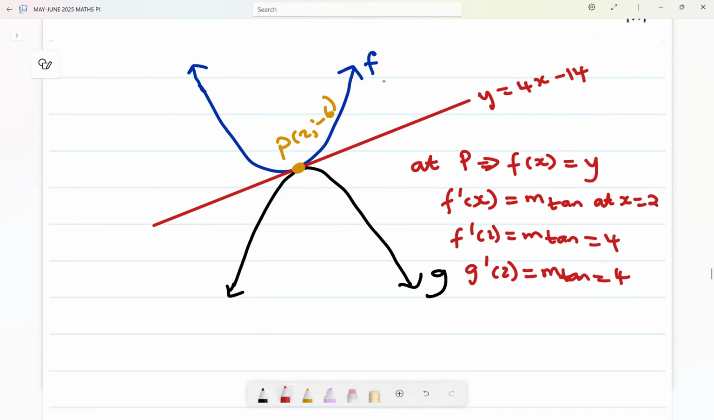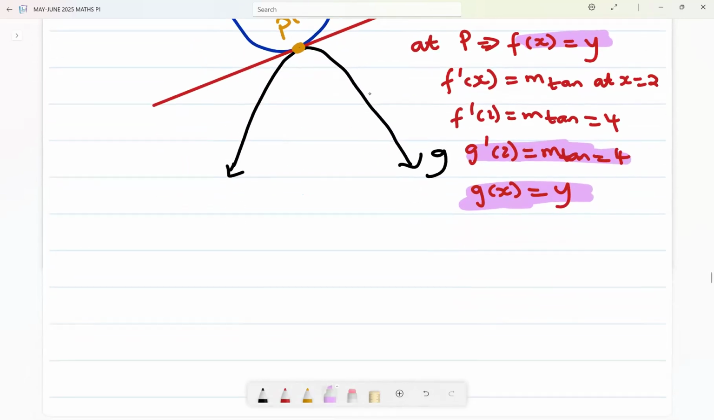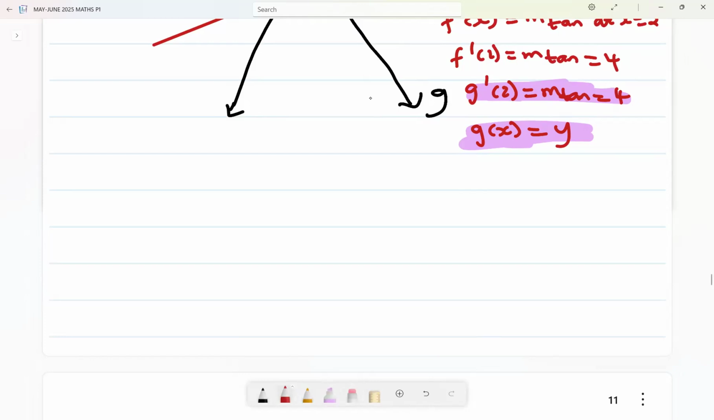Another thing that we know is that g of x will also equal y. If they share the common point, the value of y of g here is equal to the value of y of the line here. But we have already used this one; we don't need to. We can use the information about g's gradient. Let's start with the gradient. g prime of 2 is equal to 4. This 4, remember, is the gradient of the tangent.